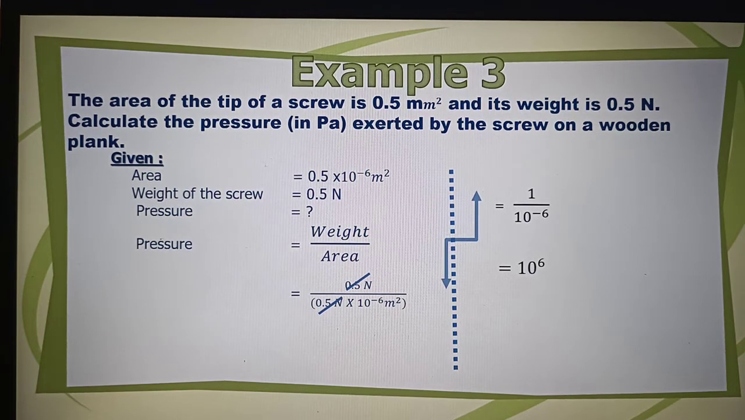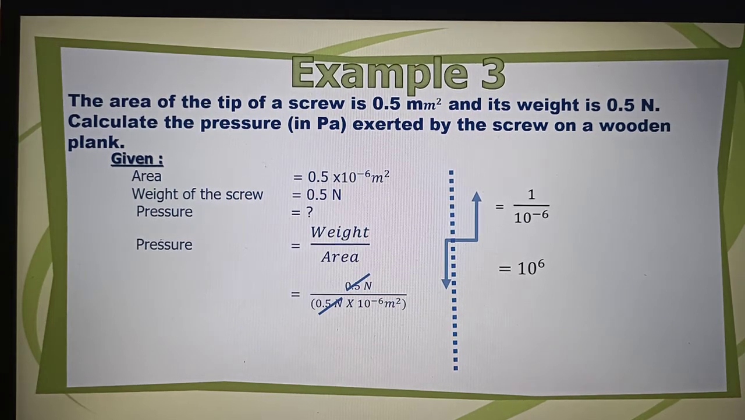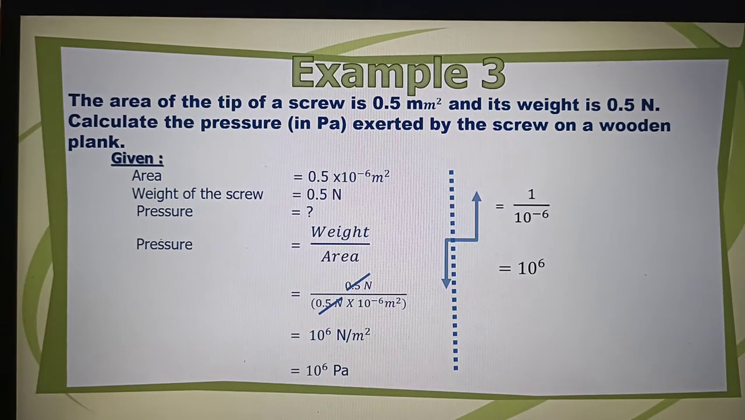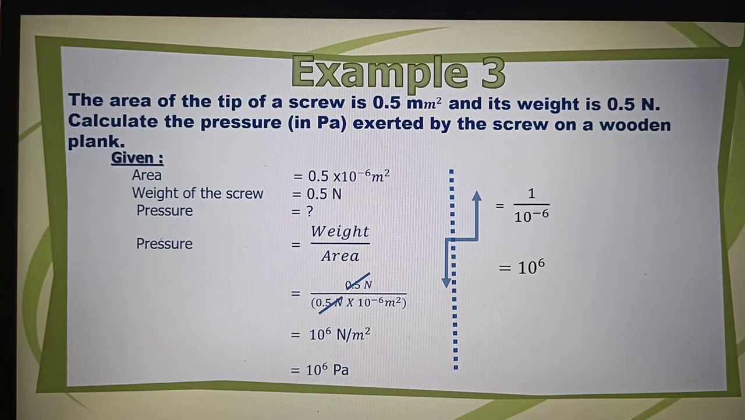So when this minus 6 comes to the numerator, it changes into a positive number. So that is 10 raised to 6. So that is the answer. Finally, 10 raised to 6 Newton per meter square. We have to mention it in Pascal. So that is 10 raised to 6 Pa. Now example number 4.